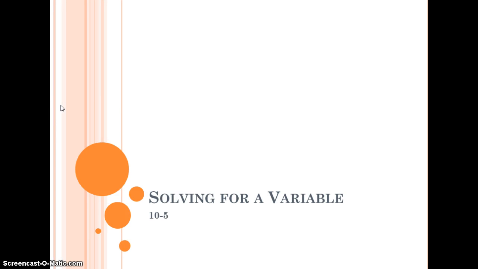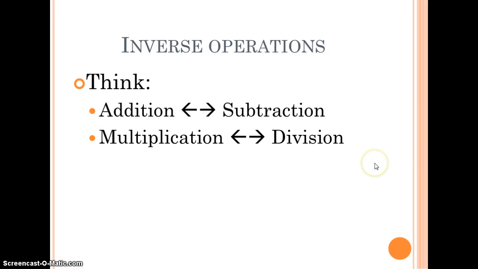Solving for a variable. Now, this is where things get really interesting, so I hope you're ready for it. Now, you want to think about your inverse operations. Adding and subtracting, multiplying and dividing. Remember, inverse operations is a way to undo something. So you want to think about what the opposite is, what the inverse is.